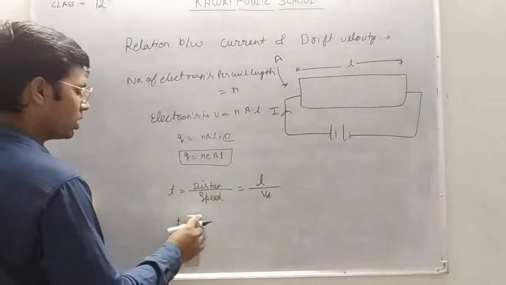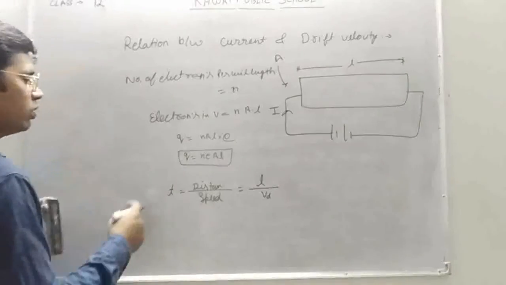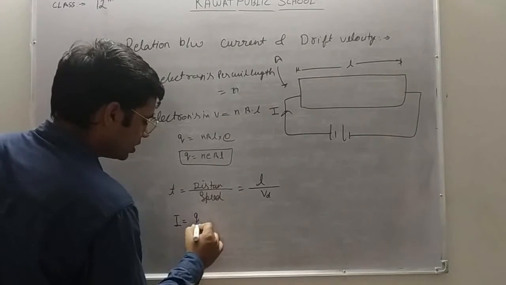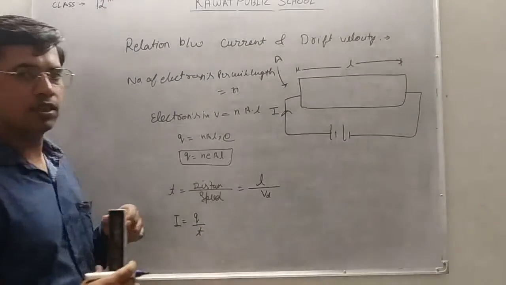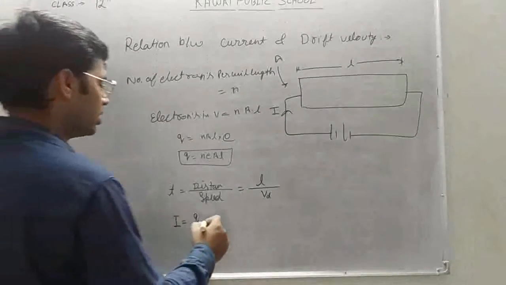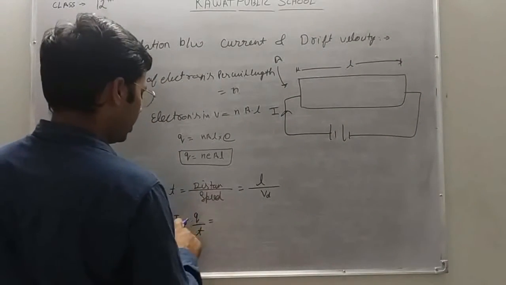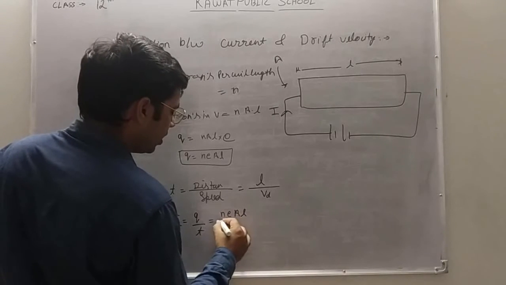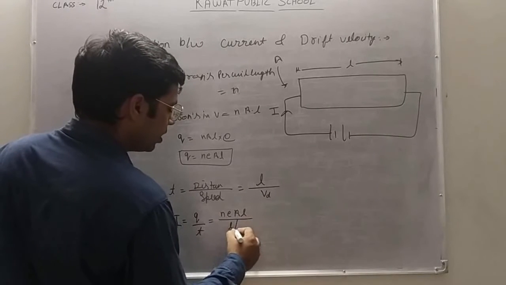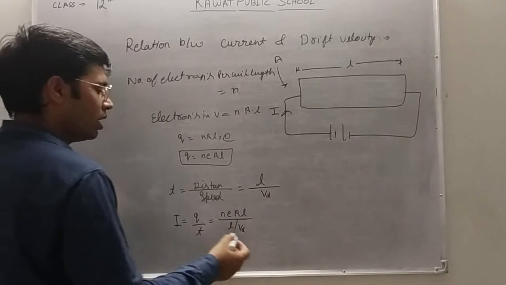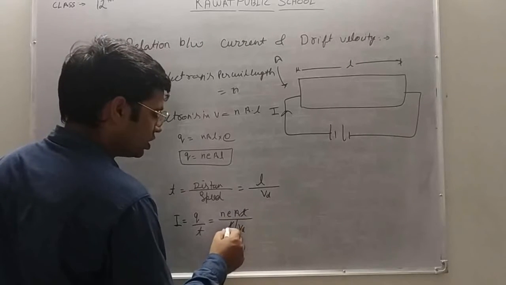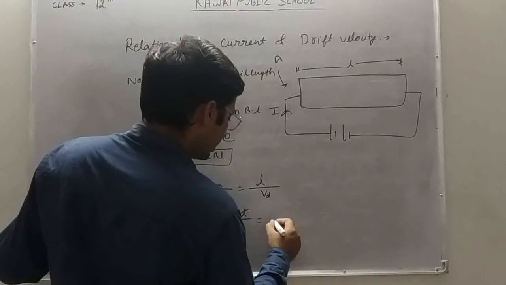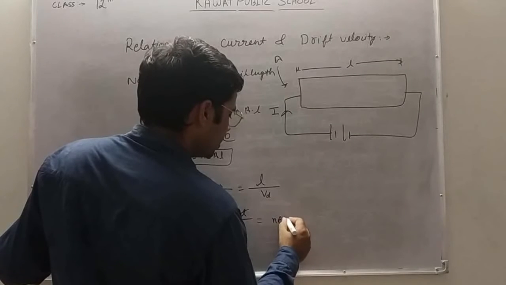Now we have two things, one is charge, the second one is current. With the help of these two things we can calculate the current. What is current? That is Q divided by t, the rate of flow of charge. Substitute the values of Q and t in this expression. Q is nAle divided by t, that is L by vd. Now L is present in both numerator and denominator, so we can cancel it out, and vd we can bring into the numerator. So this is nAevd.